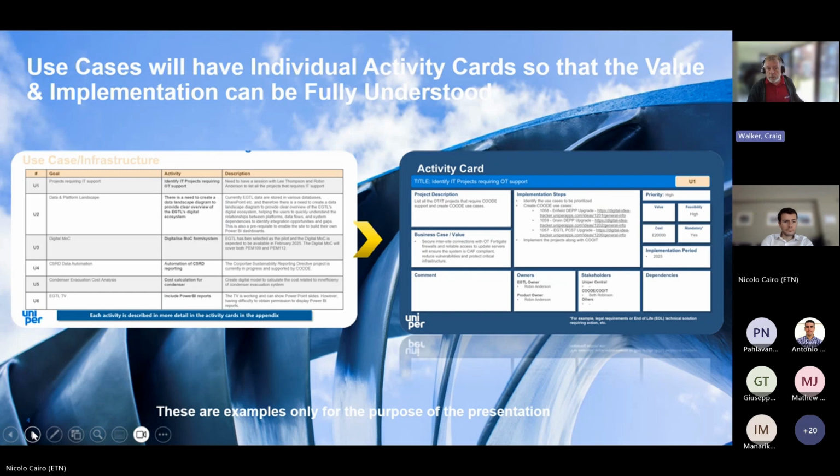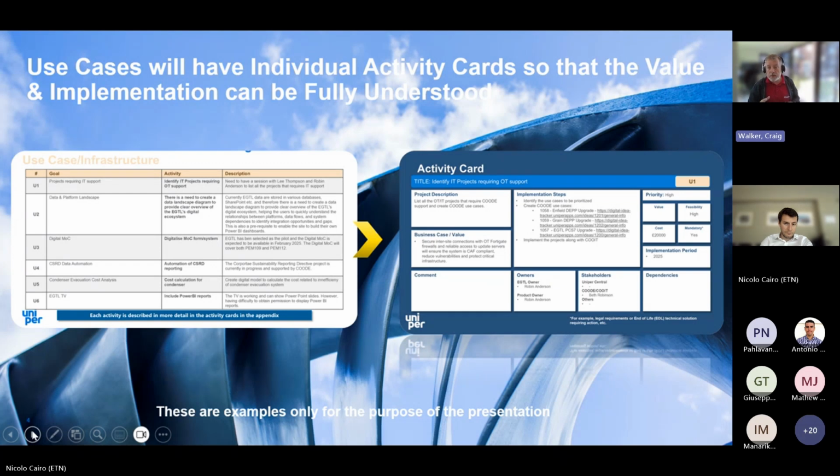So underpinning all of those use cases, what we've also done is built a site-based database, which is the picture you can see on the left. It gives a high-level view of what the goal is, what the activity is, and what the description is. And as part of that ideation workshop, we put that into a needs benefits matrix to understand where the quick wins were, where the step changes were, and put them into that 3-year plan.